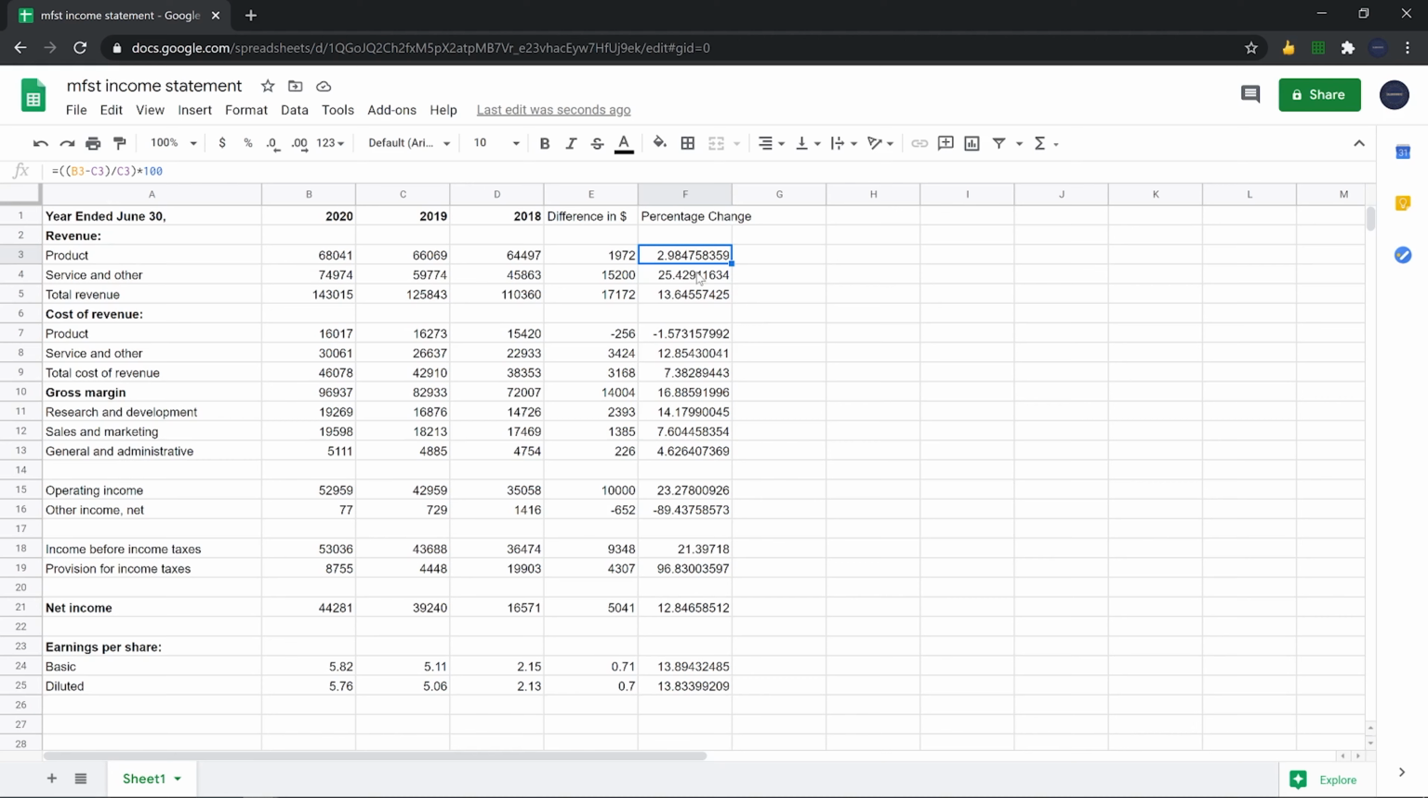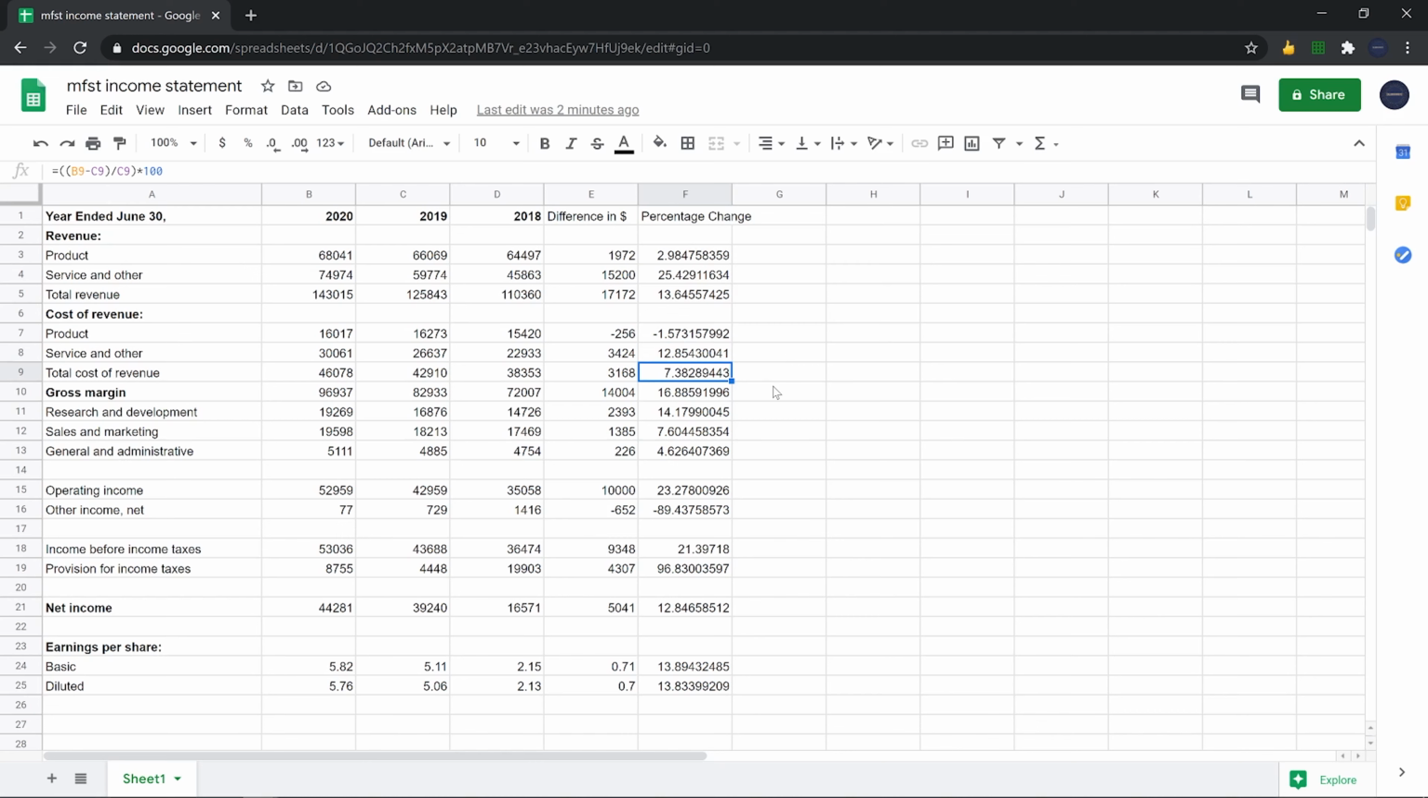We go down to services and other, and that's an outstanding number of 25.429%. In total revenue, we have a percentage change of 13.64%. That's marvelous. So if we keep going down to the cost of revenue, we see that in product, we actually decreased the values in product by 1.5%, which is really good. In service, we have an increase of 12.85%. This number still makes sense because there was a 25% change in service and other revenue. So it makes sense that the cost of service went up a little, which is still good. It's 12%.